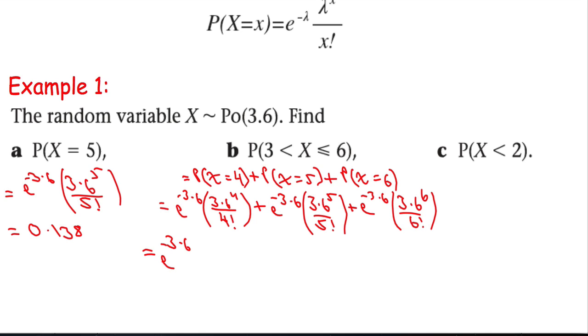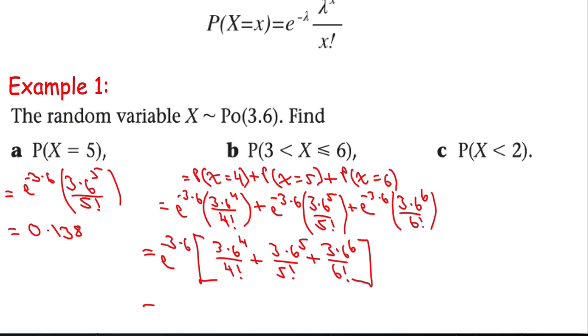e to the minus 3.6 times by 3.6 to the power of 4 over 4 factorial, plus 3.6 to the power of 5 over 5 factorial, plus 3.6 to the power of 6 over 6 factorial, close off the brackets, enter that into your calculator just as we see it there, and when you do that to 3 significant figures we get an answer of 0.412.